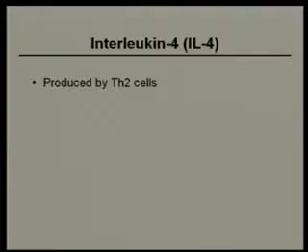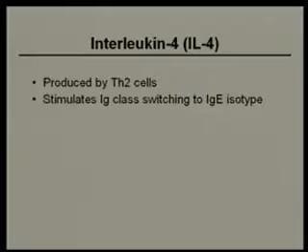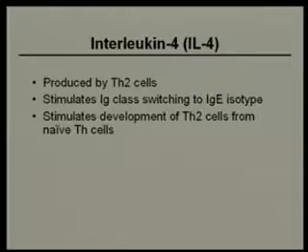Last few minutes, we'll talk about the remaining cytokines. Interleukin-4 is another very important one. This is produced primarily by Th2 cells. So these are cells involved in the humoral immune response or the production of antibodies. This is one that can produce the class switching to IgE isotype. We talked a little bit about that.